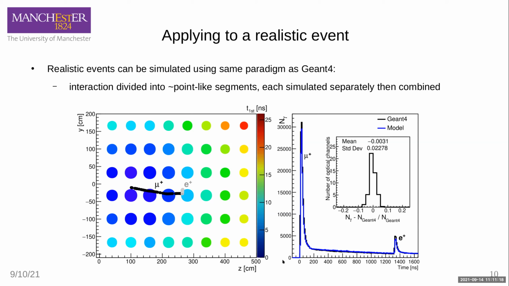The figure on the right shows the total number of photons observed on all detectors over time. And we can see two distinct peaks, one from the muon and then later from the Michel electron. The black is again from Geant4, and the blue the prediction of the model, which closely matches it. The inset shows the resolution in terms of the total number of photons predicted for each optical detector, again comparing to Geant4, and this is predicted completely unbiased and with a standard deviation of around 2%.